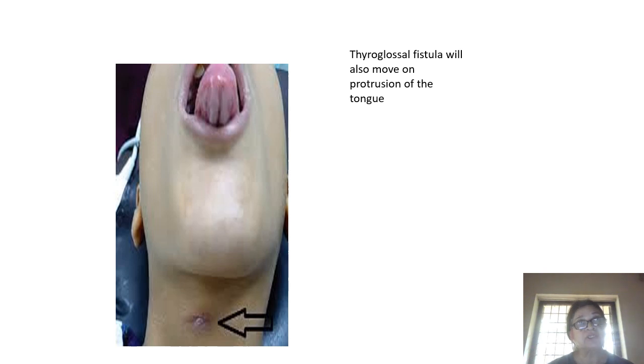Now this thyroglossal fistula will also move with protrusion of the tongue. I don't have the video, but this is after she is protruding the tongue and we have taken a still picture.